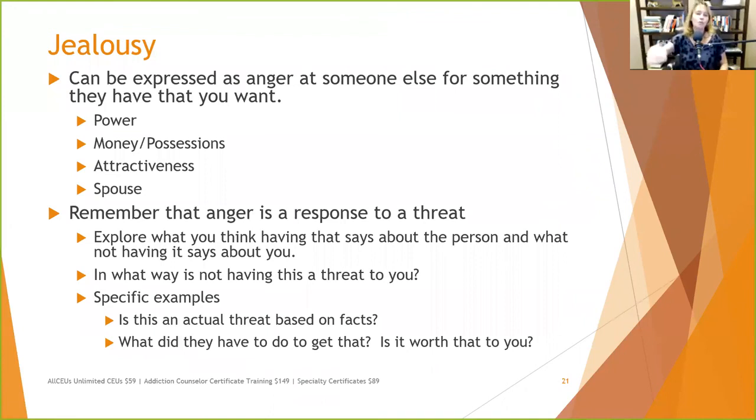So we go through those questions one at a time for each of power, money, attractiveness, and spouse or significant other, because these are the four areas that jealousy often comes up.